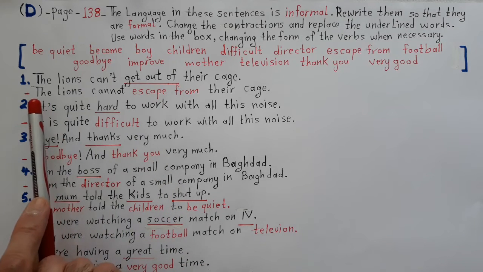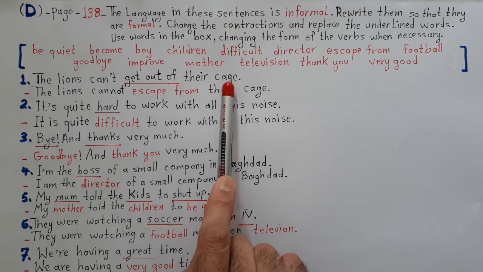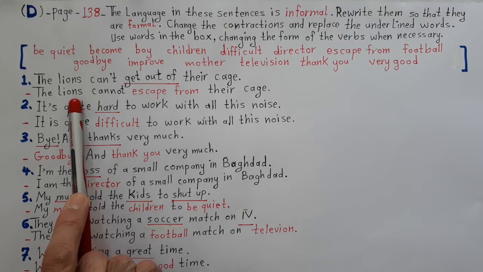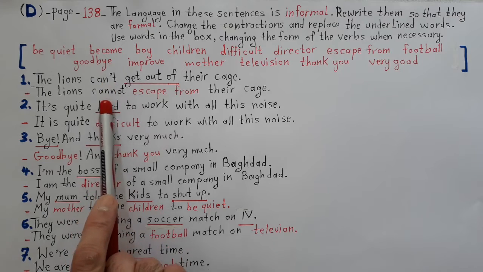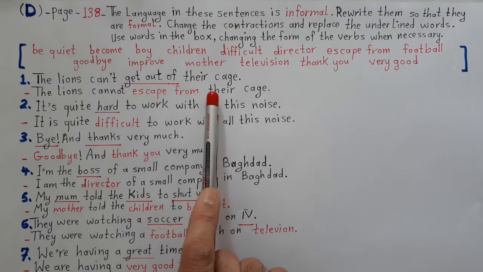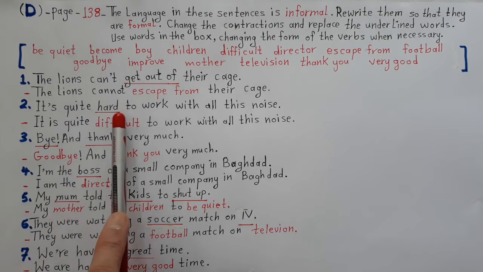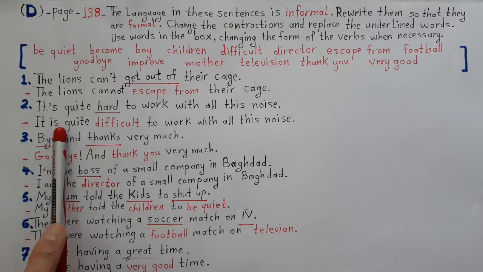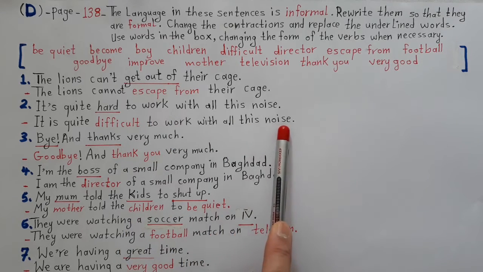Number one, the lions can't get out of their cage. The answer is, الجواب هو the lions cannot. Look here. غيرنا الاختصار إلى قبل الاختصار. Full words. Escape from their cage. Number two. It's quite hard to work with all this noise. الجواب, it is quite difficult to work with all this noise.